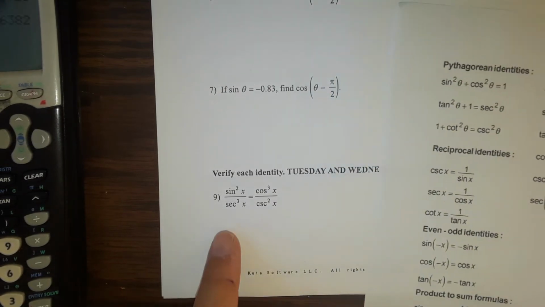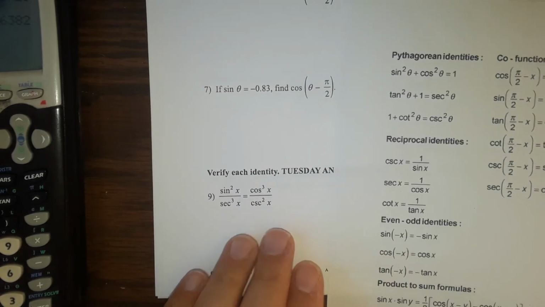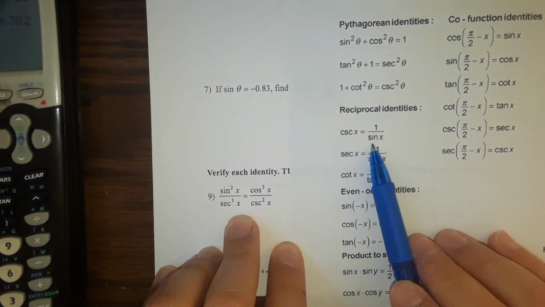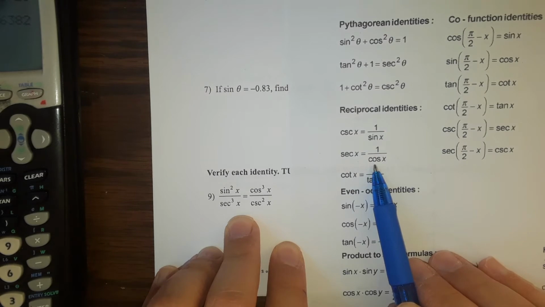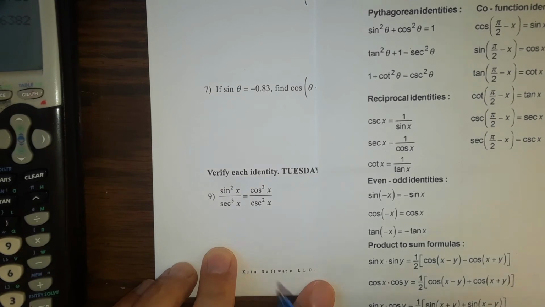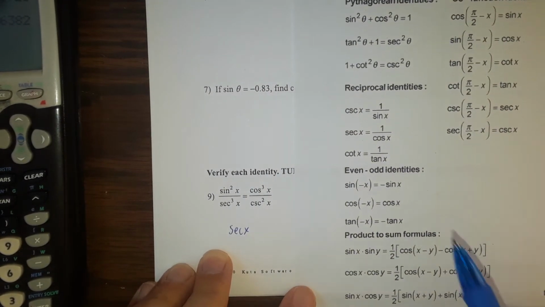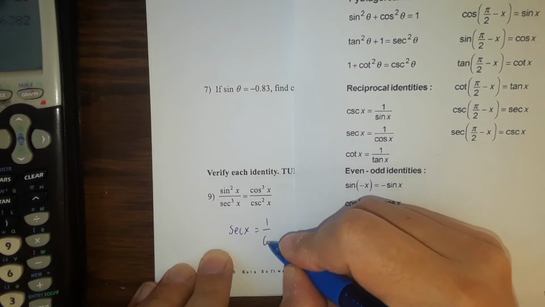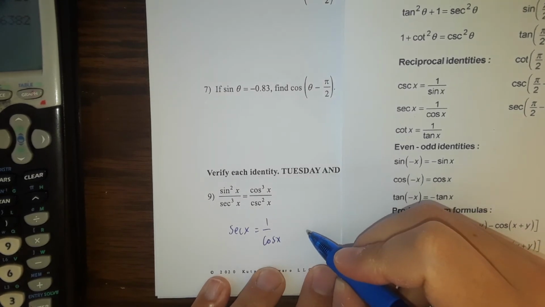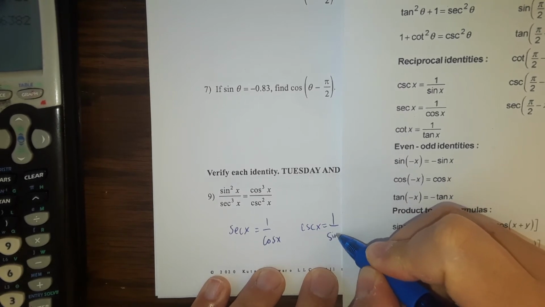So first thing here, we have sine, secant, and then cosine, cosecant. So it looks like if we use these reciprocal identities where cosecant and sine are related and secant and cosine are related, maybe we can find out something. So we're going to use here secant of x equals 1 over cosine, while we have cosecant, it's 1 over sine of x.